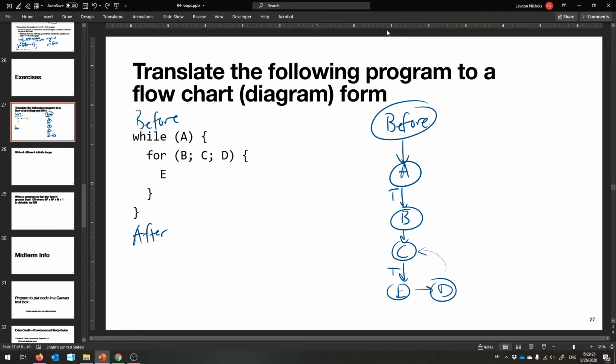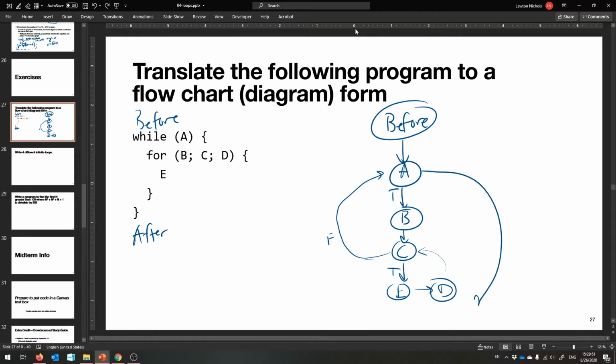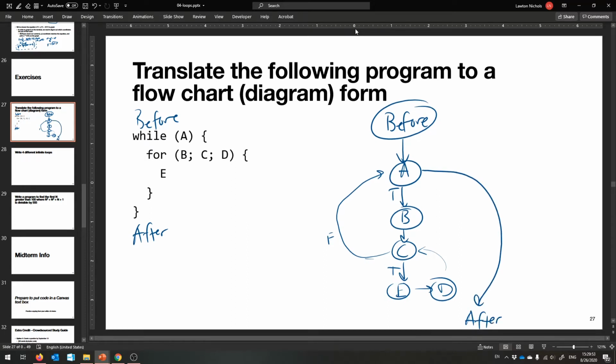And then if C is ever false, we're going to go back to check the while loop's condition again, because that means that this for loop is complete, which means that this entire body is complete, and after the body of a while loop is done, we go back and check the condition again. Okay? Now if this original while loop's condition was ever false, then we're going to finish everything. We're going to go straight to after, because that means that the whole while loop is now complete.